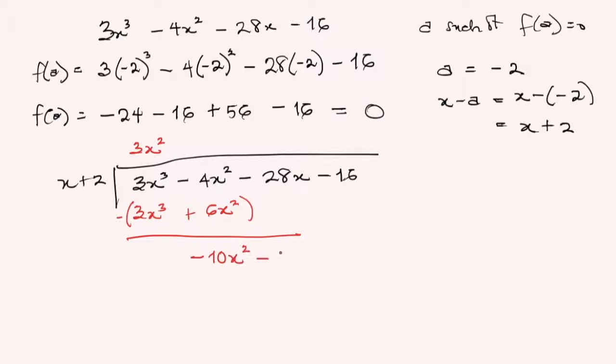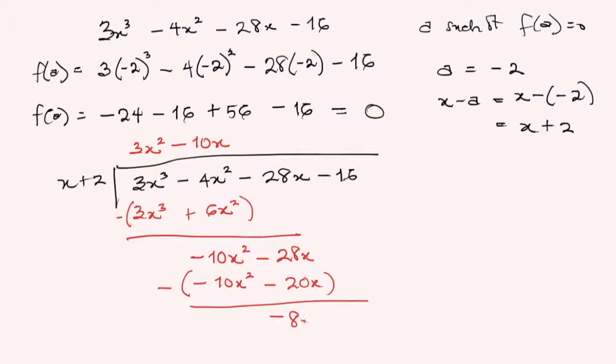If we bring down the next item here, that's minus 28x. Minus 10x squared divided by x is going to be equal to minus 10x. So minus 10x multiplied by x is equal to minus 10x squared. And minus 10x multiplied by 2 is equal to minus 20x. So if we subtract everything here, this becomes plus. So minus 10x squared plus 10x squared cancels out. And minus times minus becomes positive. So minus 28x plus 20x becomes minus 8x.